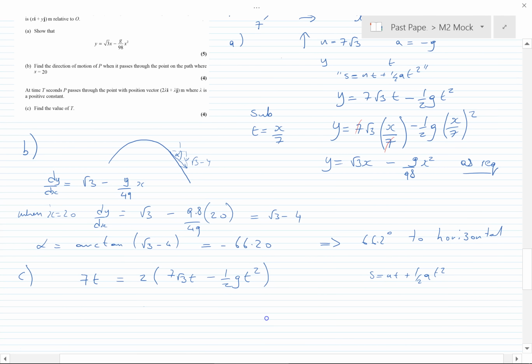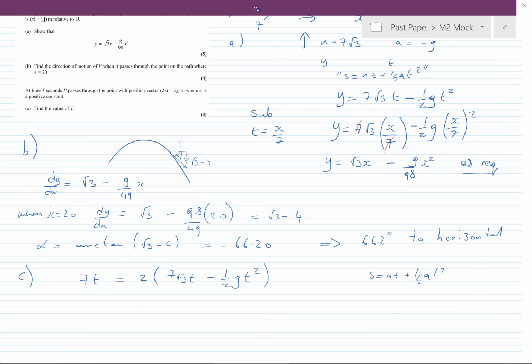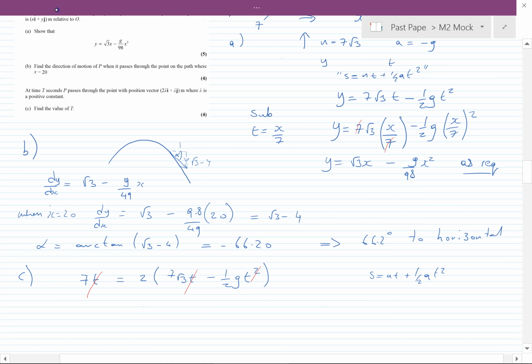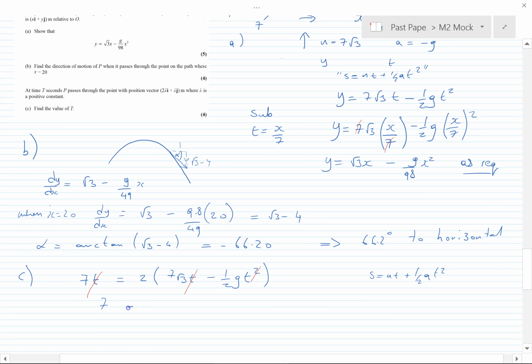Right, now certain things are going to happen here. T will cancel part of it, t and t. So we'll get 7 is equal to 14 root 3 minus 4.9 t. So t equals 14 root 3 minus 7 over 4.9.